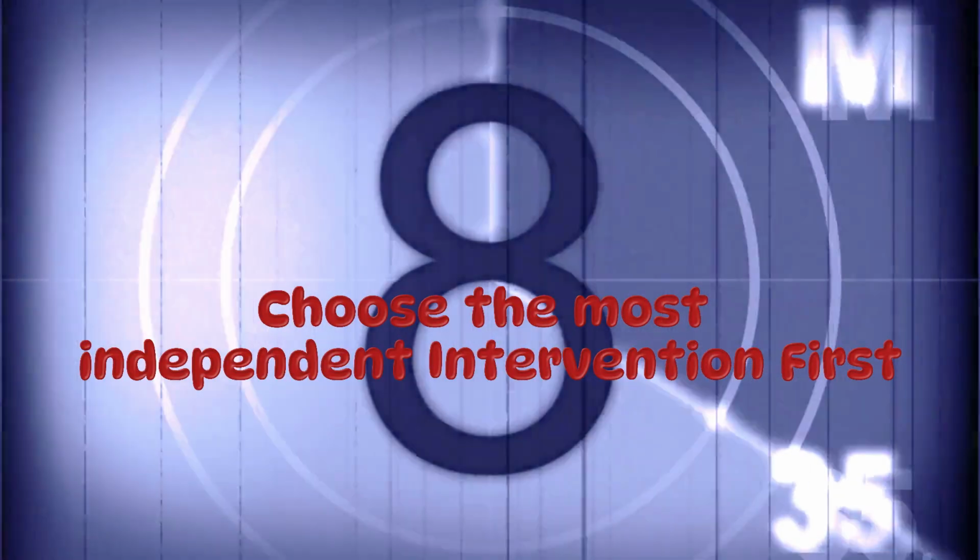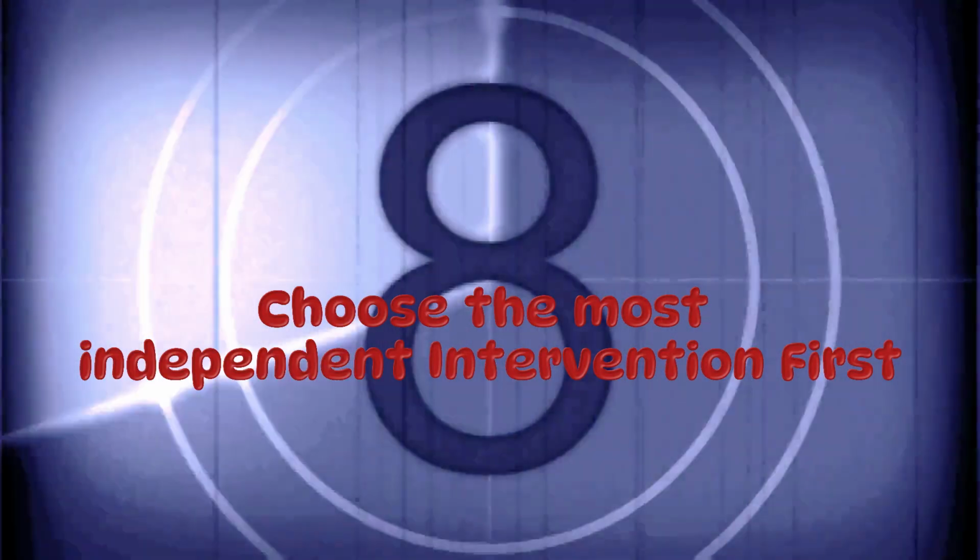And then strategy number 8. Choose the most independent intervention first. In NCLEX, we need to choose the answer that the nurse can do independently, especially if it is safe or within our scope. So that is an independent intervention, and you can do it before choosing the answer that requires a healthcare provider.